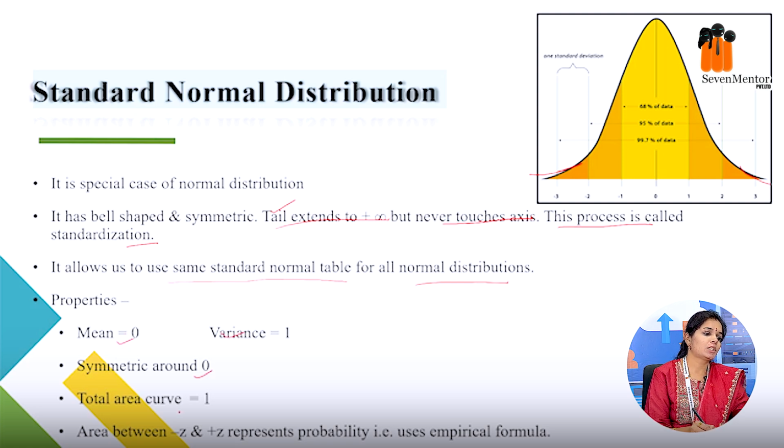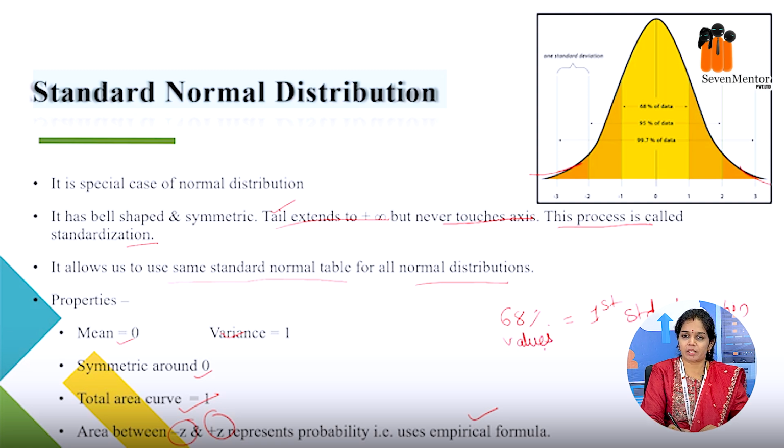Symmetric around 0, the total area under the curve is 1, the area between minus z to plus z represents probability, and that uses the empirical formula. We saw the empirical formula. So, just a quick revision. 68% of the data lies where? In the first standard deviation. 68% values, we can say, are one standard deviation away from the mean.